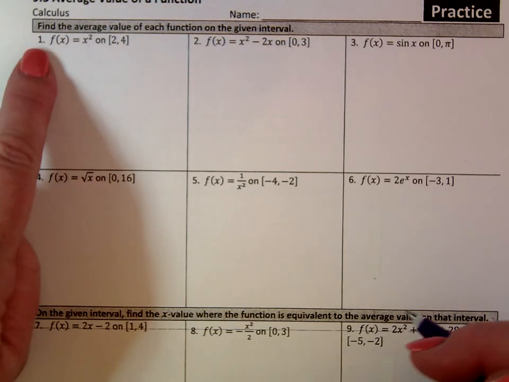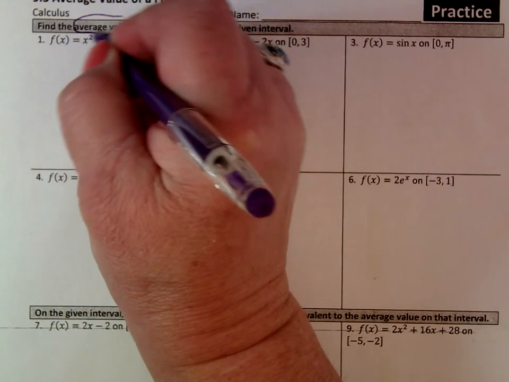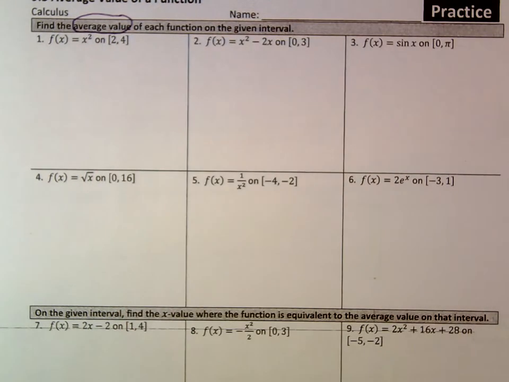So they're looking for you to find the average value. It's really important that you watch the words that they use, because average value is different than an average rate of change, which we've talked about before.